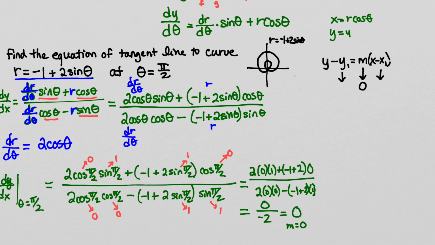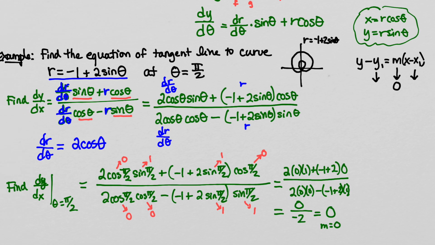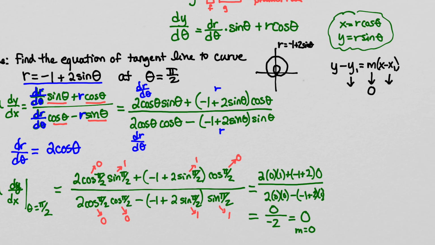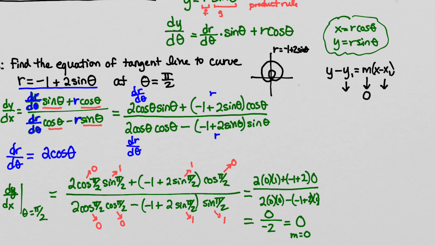Yep, we know theta. And then we can also just solve for r. Yep. So to get x, you can take r cos theta, and to get y, you can take r sine theta. And for our curve, what is r? So r is negative 1 plus 2 sine theta.